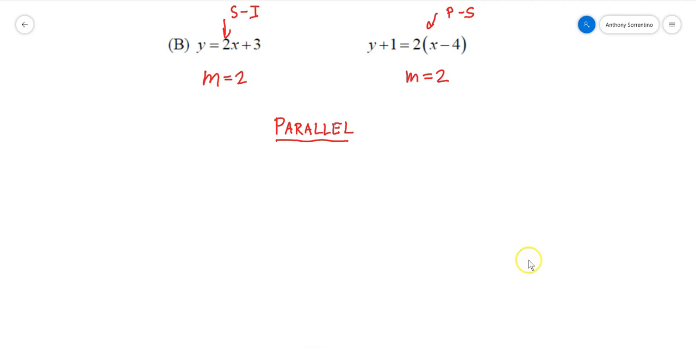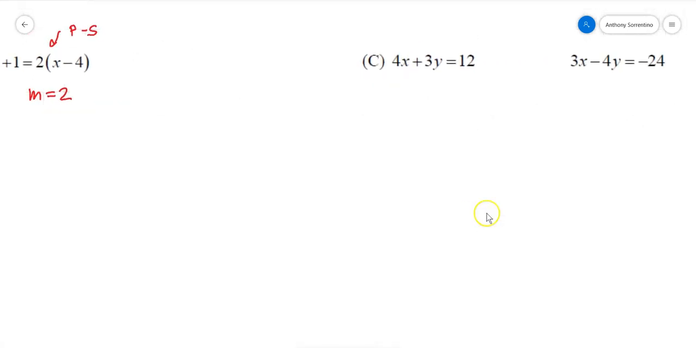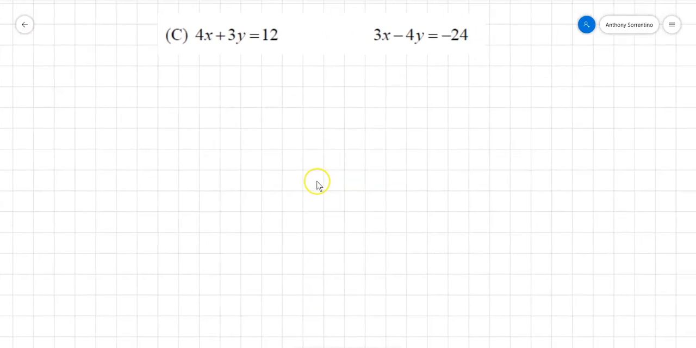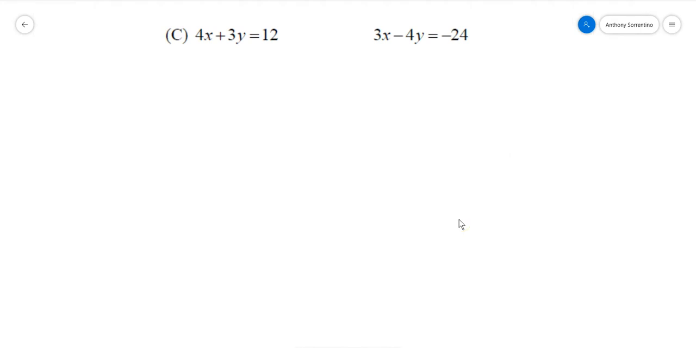For C, this requires a little bit more work because they're not in any form where you could tell the slope immediately. But take a moment, see if you can determine what the slopes are for these, and then tell me if they're parallel, perpendicular, or neither.